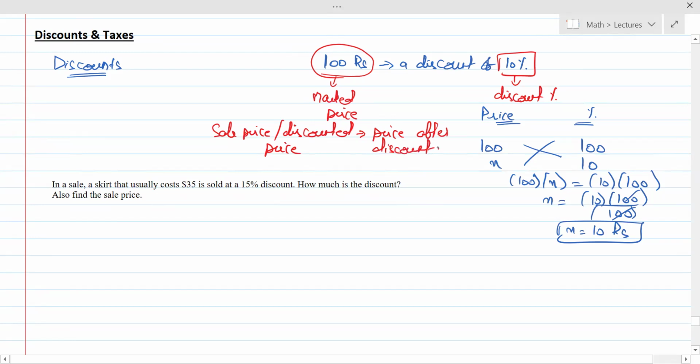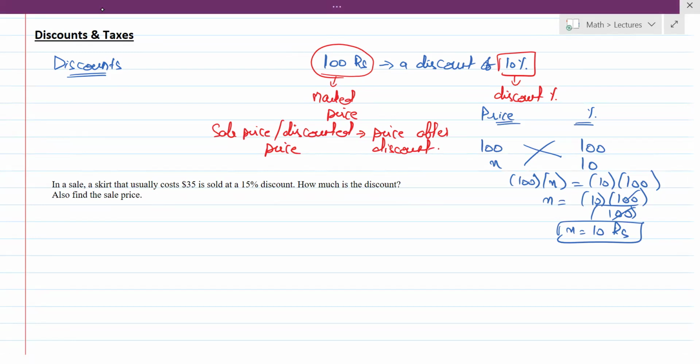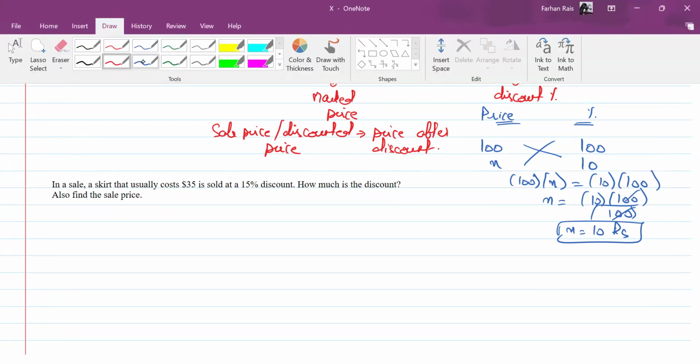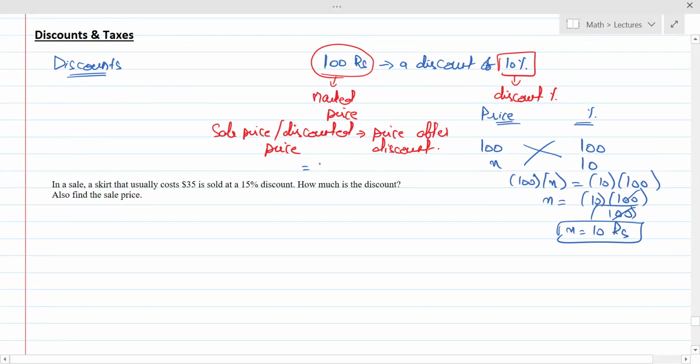Price after discount means the marked price was 100 and the discount is 10 rupees. So if you subtract the two values, you'll get the sale price or the discounted price. The sale price in this case would be 100 minus 10, which comes out to be 90 rupees. So this is the basic concept of discount. We'll solve a few more examples to make things easy to understand.